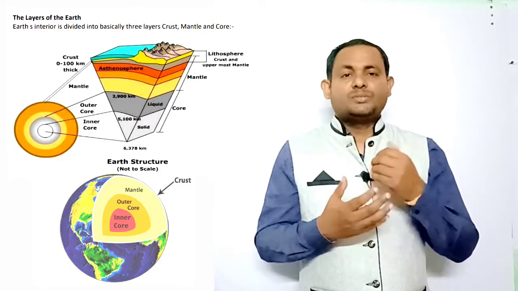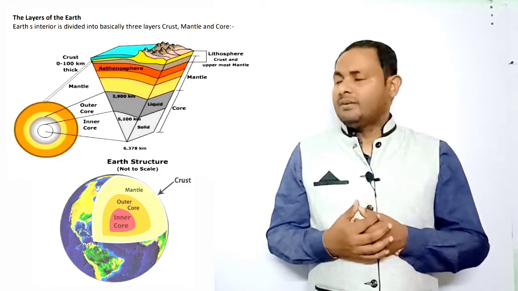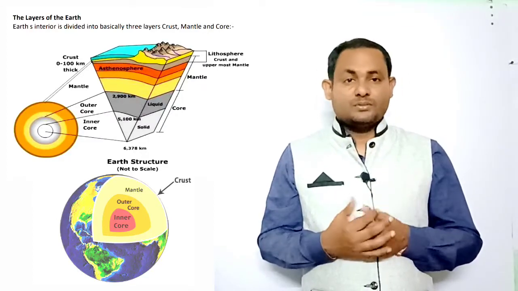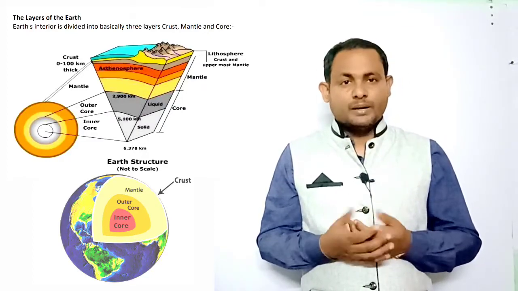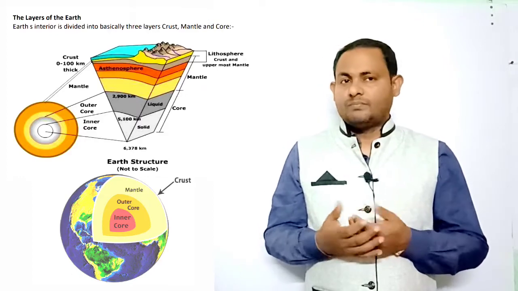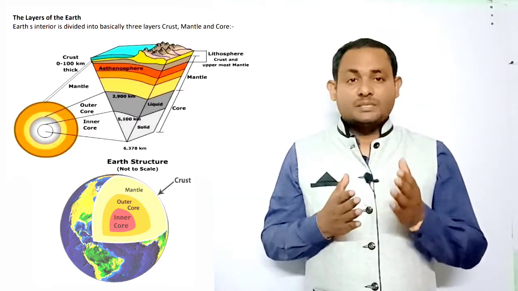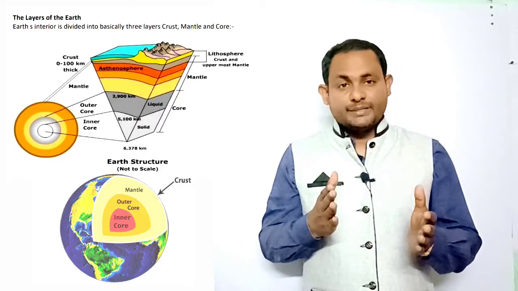It lies below the lithosphere. The crust and the uppermost part of the mantle are called the lithosphere. Its thickness ranges from 10 to 200 km. The lithosphere is subdivided into tectonic plates.